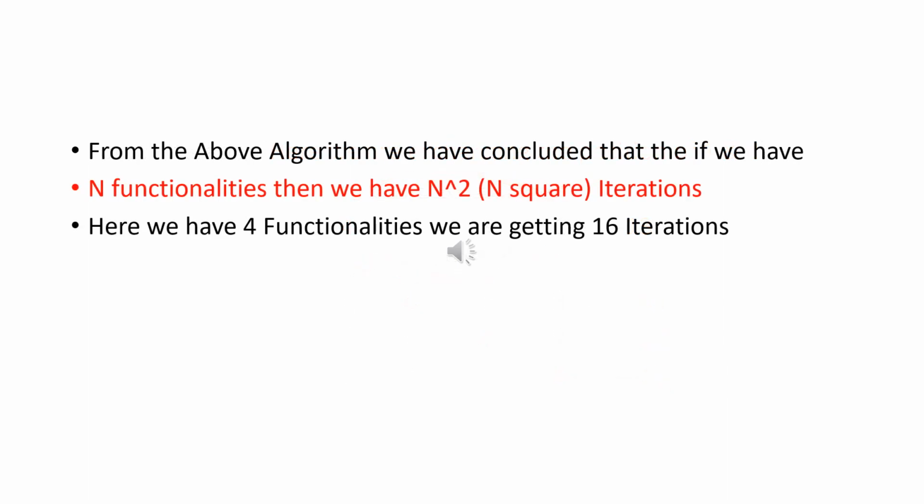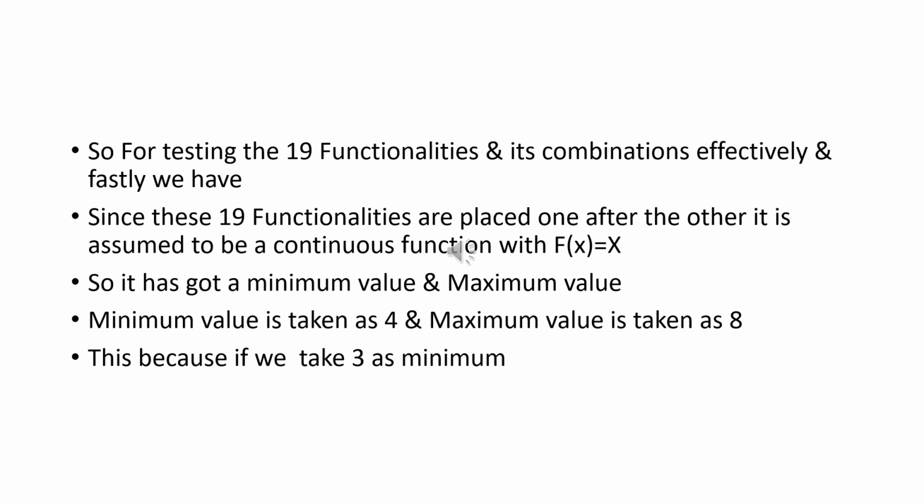From the above algorithm, the position exchange circular shifting algorithm, we have concluded that if we have n functionalities, then we have n square iterations. Here we assume that we have only 4 functionalities and we are getting 16 iterations. For testing the 19 functionalities combination effectively and fast, we have the position exchange circular shifting algorithm.